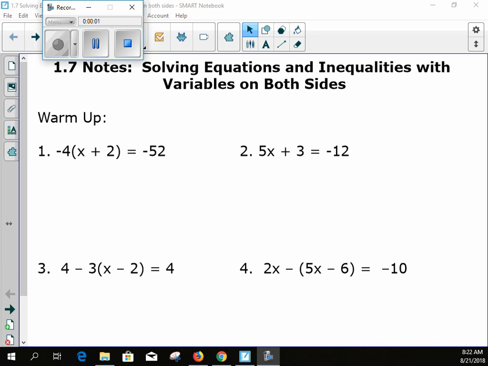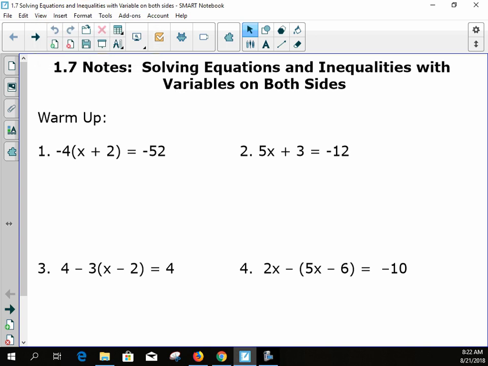Okay, this is lesson 1.7. We are going to now put variables on both sides. Now here's the good news. You move numbers with letters just like you move numbers without letters.